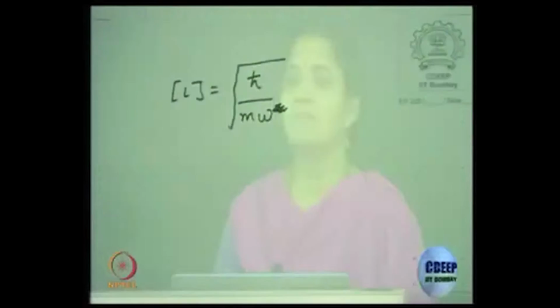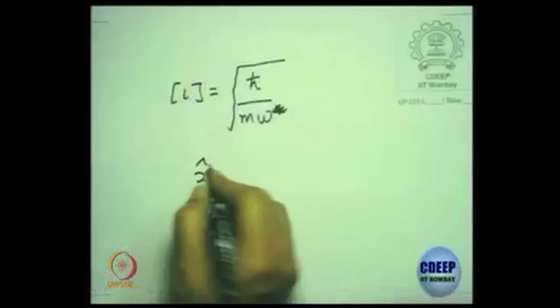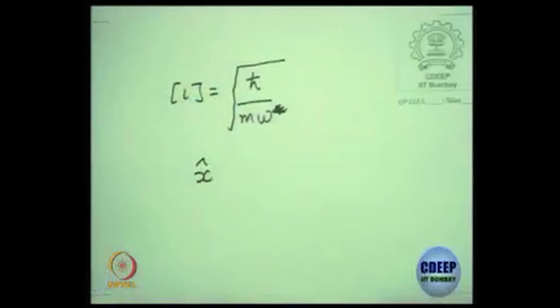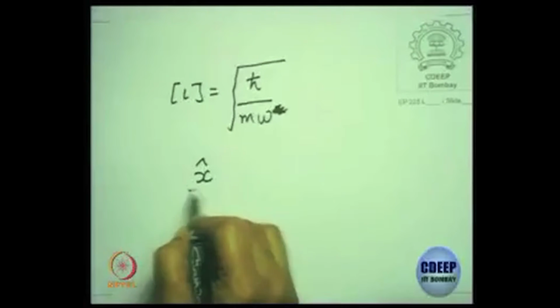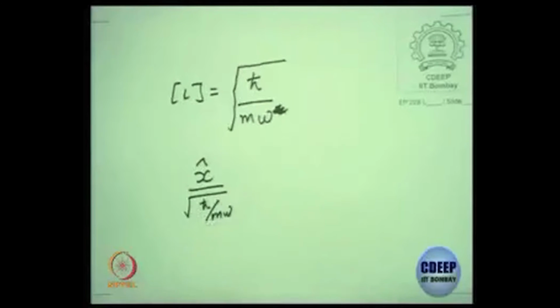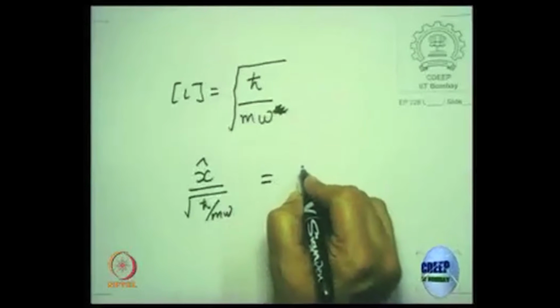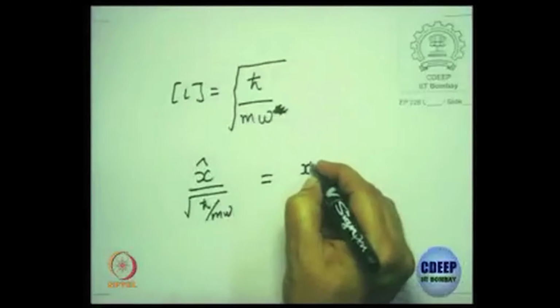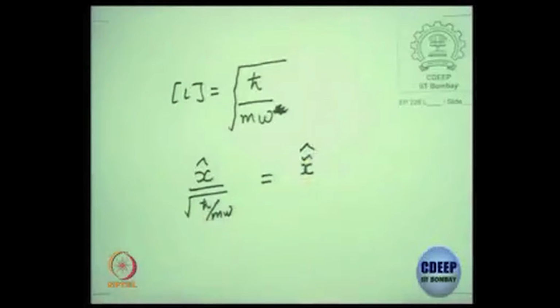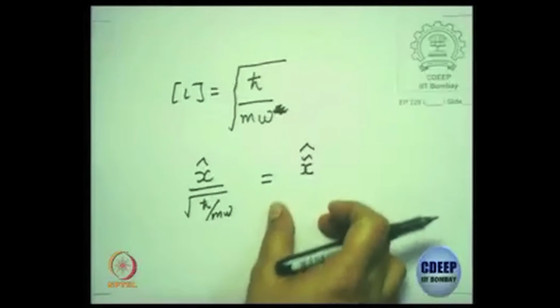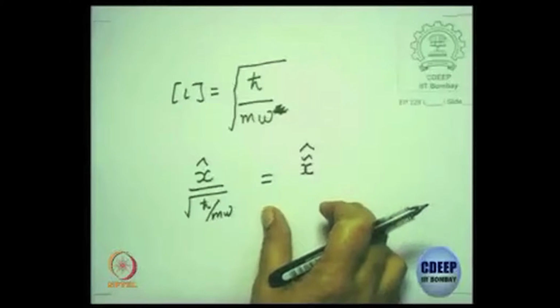So why are we doing this? We would like to write, suppose we write a position operator that has length dimension, I can make it dimensionless by introducing this length scale and call it, if you want, x tilde, to say that this is dimensionless.